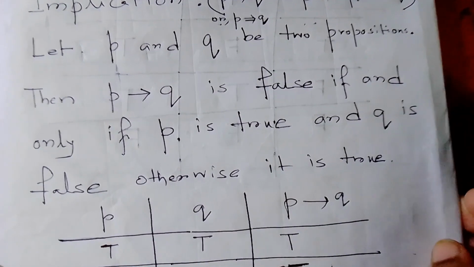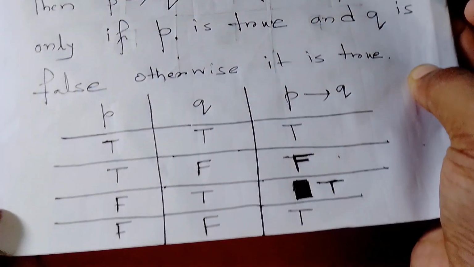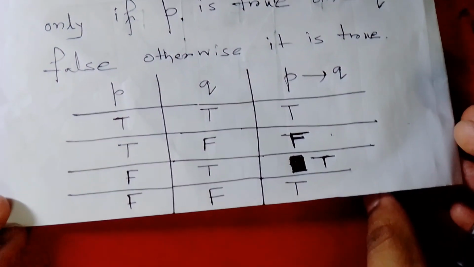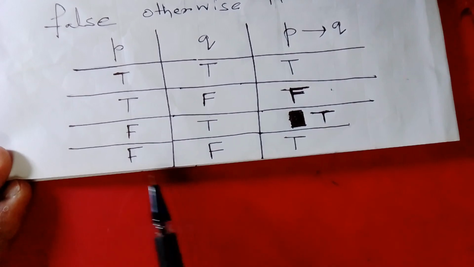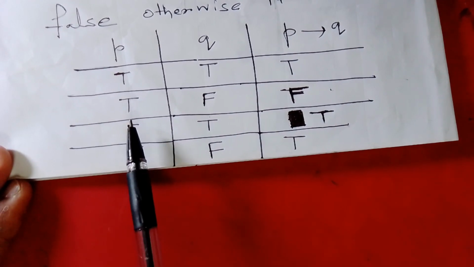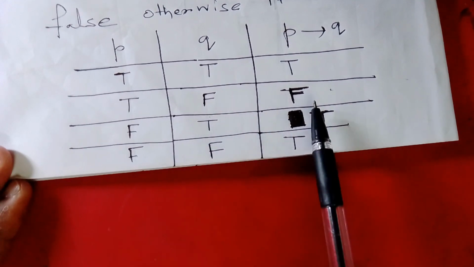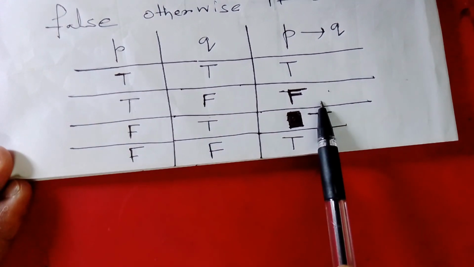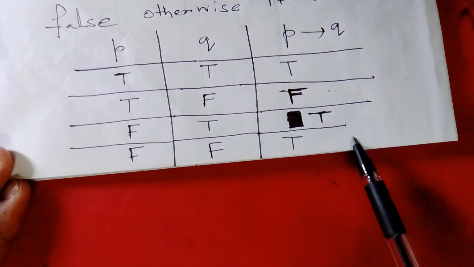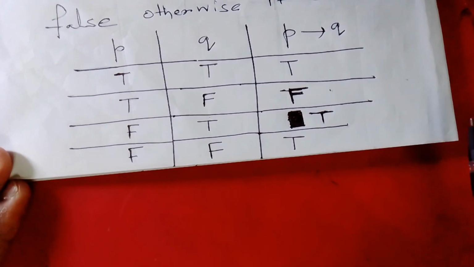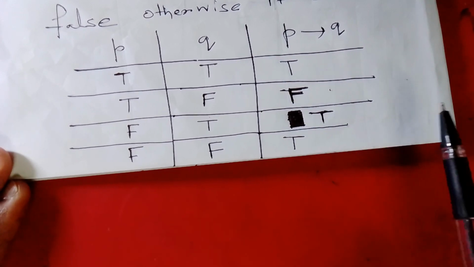So we have to find where P is true and Q is false. So we can see that here P is true and Q is false. So then P implies Q will be false and the rest of the conclusions will be true. So hope we have understood the implication.